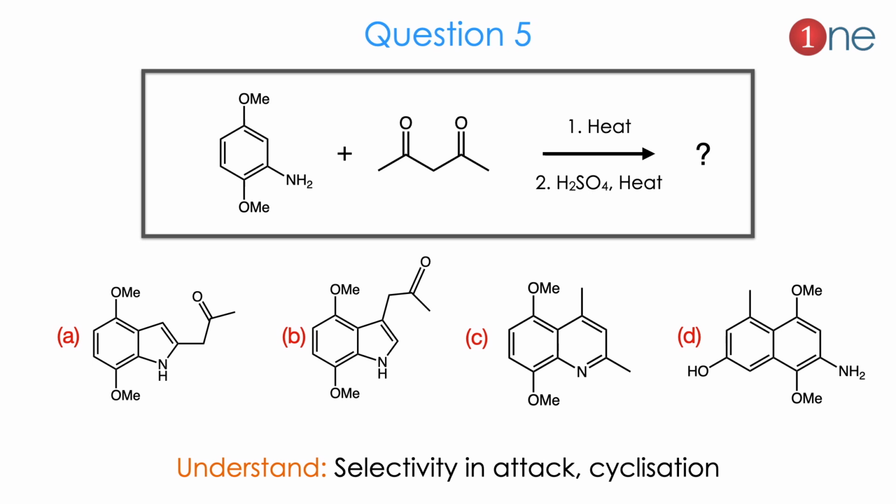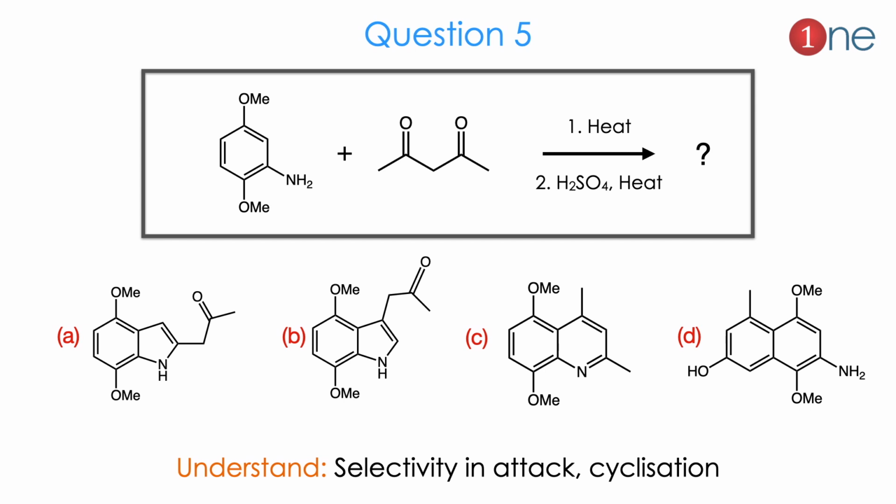Then question number 5. The starting material contains a para-dimethoxy group and an ortho amine in position. Plus you have an active methylene dicarbonyl compound. Here heat is used and sulfuric acid is the catalyst. They ask you to find the product.